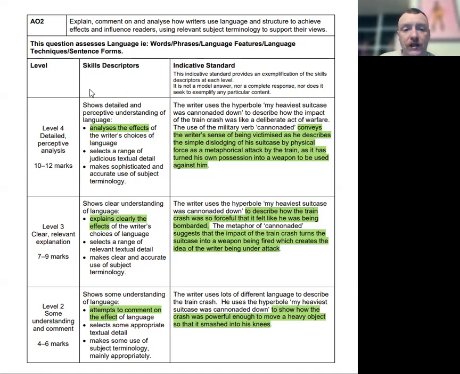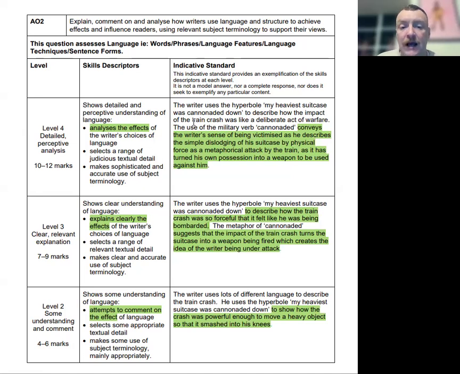So let's have a look here. So level 4, skills descriptors. We're analysing the effects of the language, selecting a range of judicious textual details, and making sophisticated and accurate use of subject terminology. So you're identifying your methods. The writer has used simile, the writer has used metaphor, the writer has used this adjective to achieve this effect on the reader. Why have they done that?